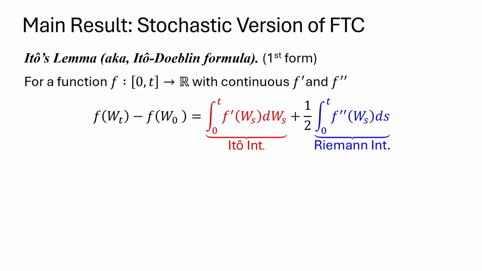The definition of standard Brownian motion and the definition of Ito integrals are given in the first episode. The key feature in Ito's lemma is that we have two integrals, one with respect to the increment of Brownian motion dW_s, and one with respect to ds as in ordinary calculus.